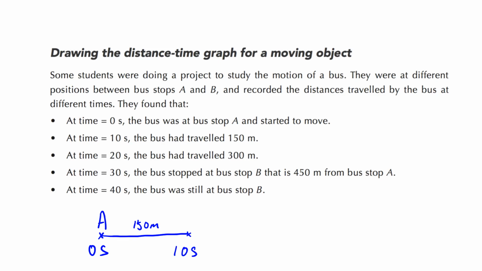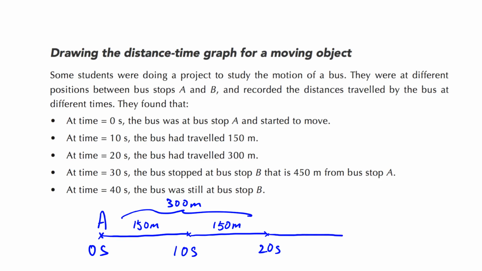Afterward you have another 10 seconds, so it will be 20 seconds. At this time you will have traveled in total 300 meters, so you add this up to become 300 meters. Then at time equals 30 seconds, the bus stops at bus stop B, which is 450 meters from bus stop A. So you traveled another 150 meters again. At time equals 40 seconds, the bus was still stopped at bus stop B. Therefore from 30 seconds to 40 seconds, the bus doesn't move anymore.